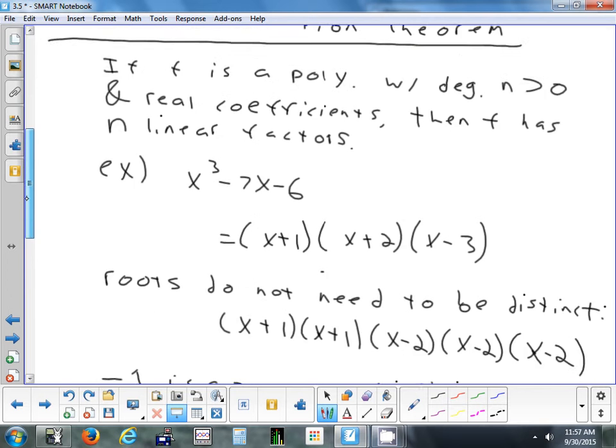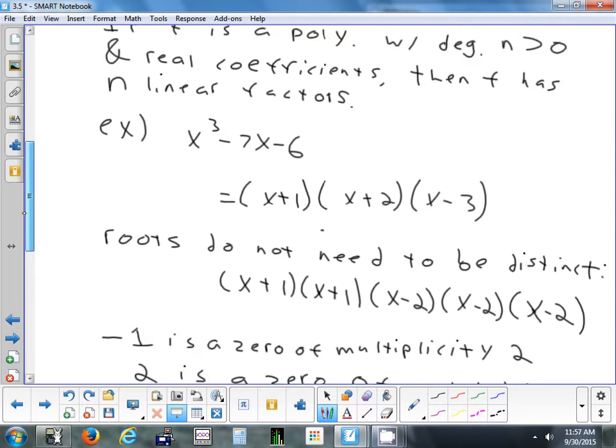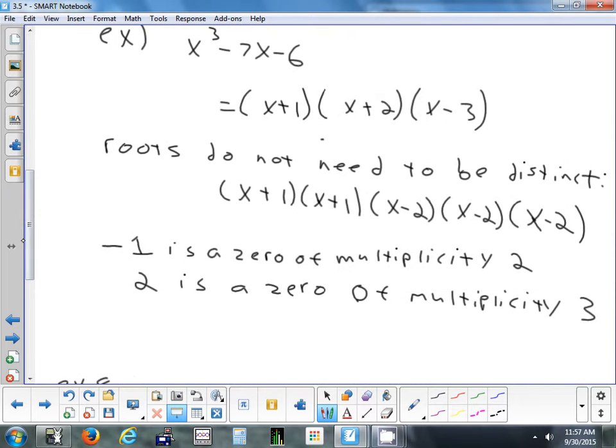So any question on that theorem, linear factorization theorem? At least it gives you an idea of how many factors you should be looking for, depending on the degree of your polynomial.